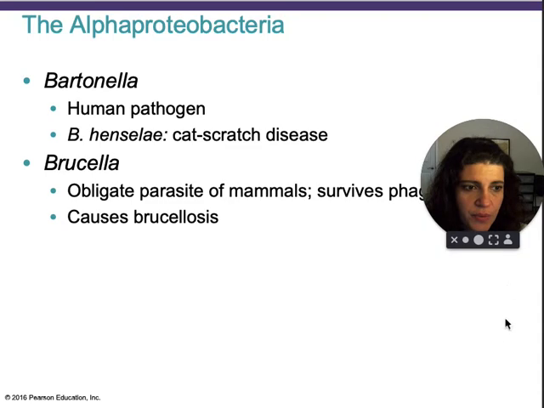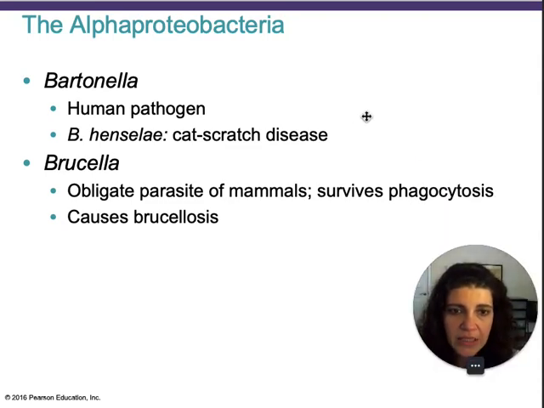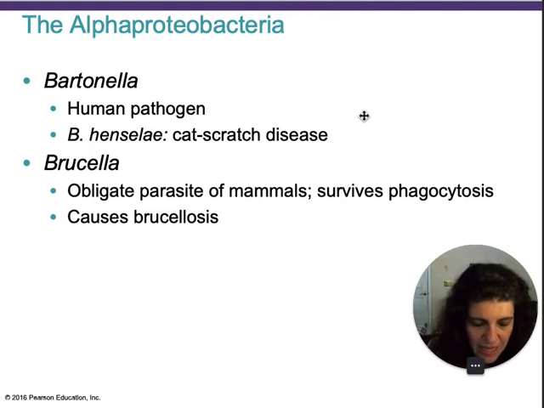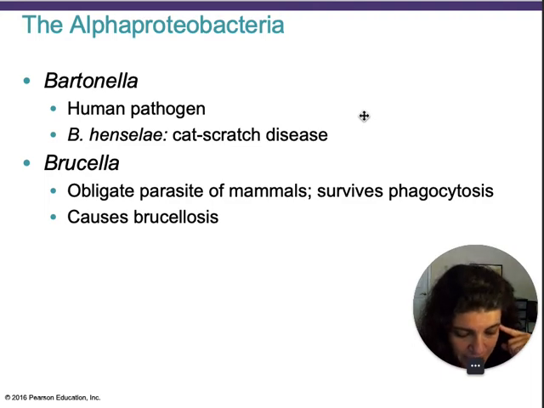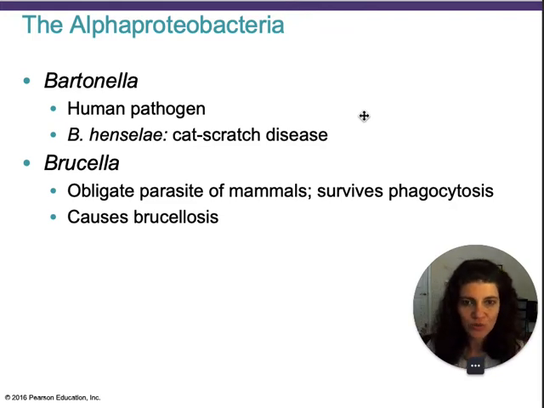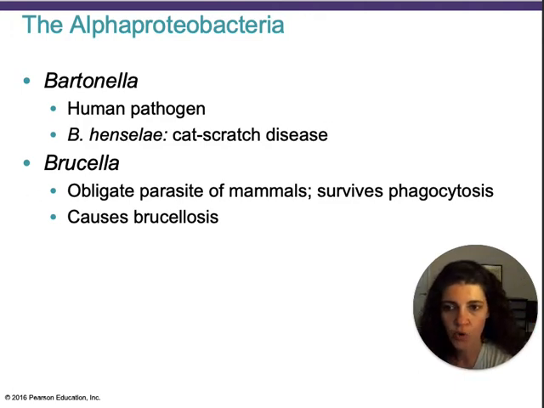And then, still in the alpha Proteobacteria, we have the Bartonella, that is a human pathogen and causes cat scratch disease. Bartonella is a bacillus. And then the Brucella, which is another obligate parasite of mammals, so cannot grow outside of cell. And they survive phagocytosis. They have this ability of skipping the phagocytosis and not dying through that process. So they, for example, enter a macrophage and the macrophage cannot kill them. Okay? The disease that they cause is called brucellosis. Again, we're going to talk about that a lot more later.